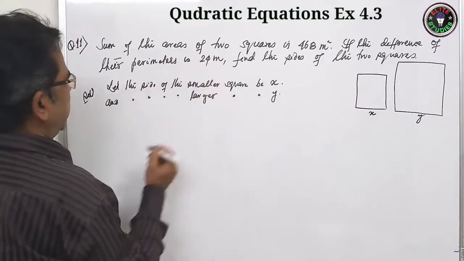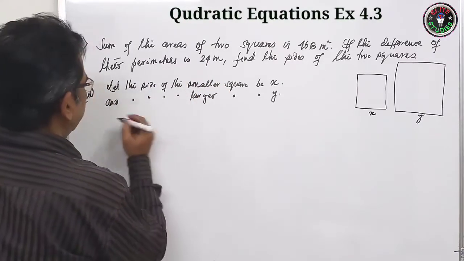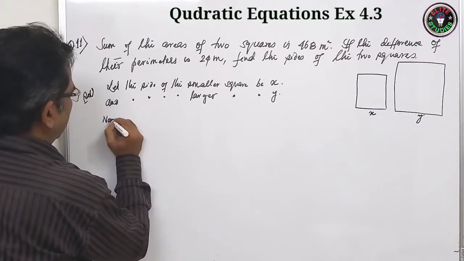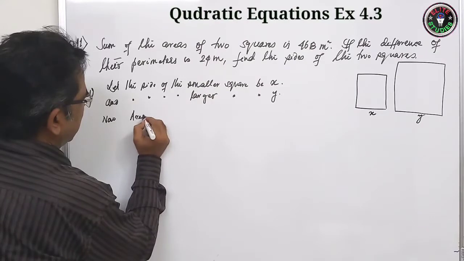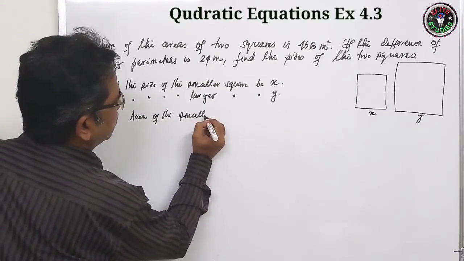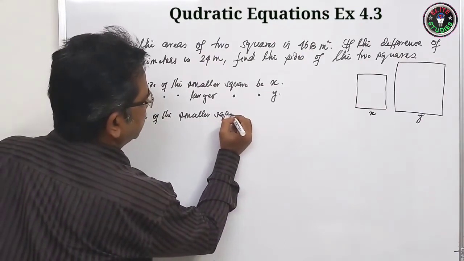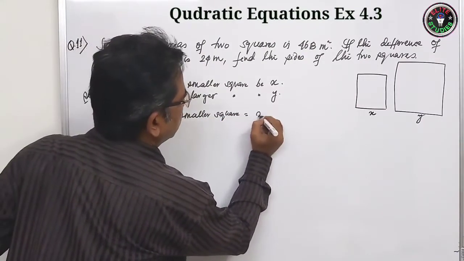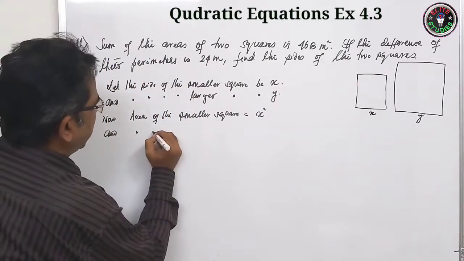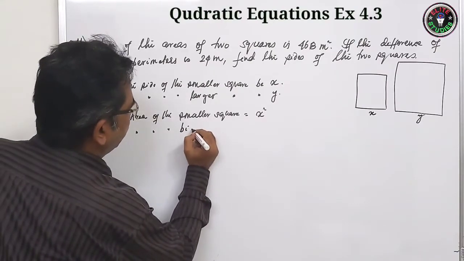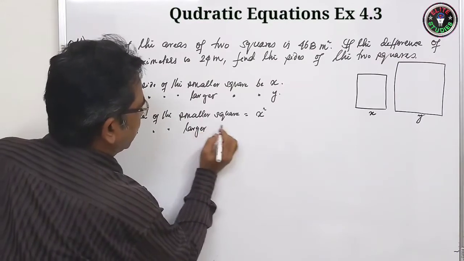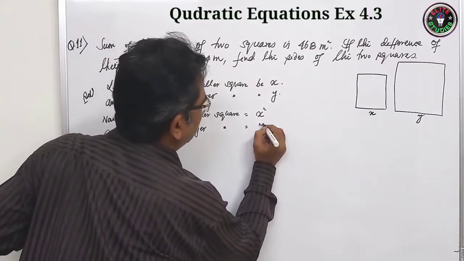So according to the question, let us find the area. Now, the area of the smaller square is equal to x square, and the area of the larger square is equal to y square.